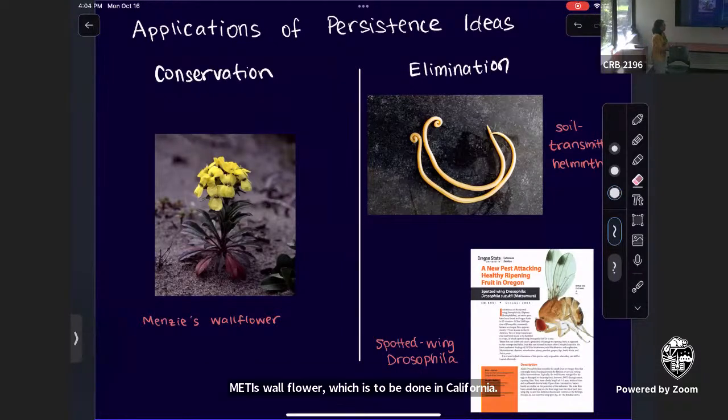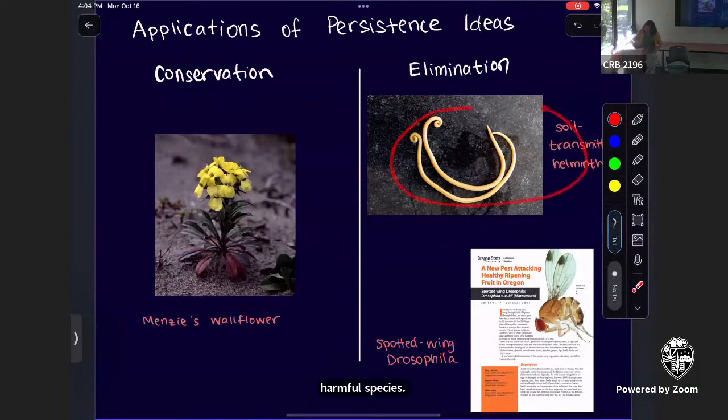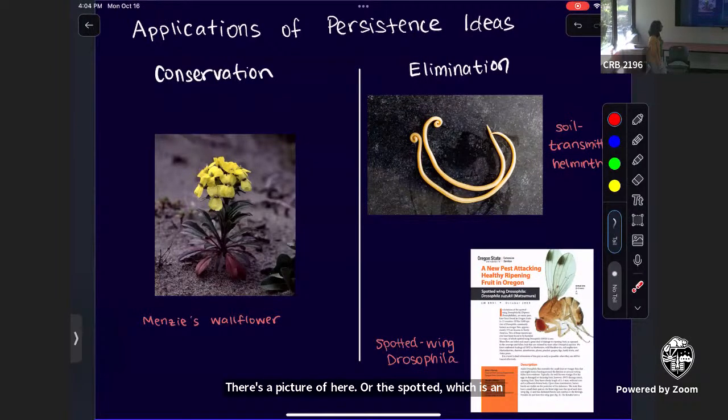On the other hand, we might want to understand what enables a species to persist in order to eliminate, for example, harmful species, those that cause diseases, such as the soil transmitted helminths, that there's a picture of here, or the spotted wing Drosophila, which is an invasive species in Oregon that causes harm to the agricultural industry, and is the subject of some work done by a few people in our agriculture department here. I'll touch on these 2 examples in the last part of my talk.